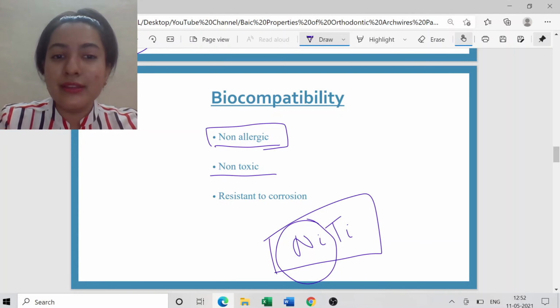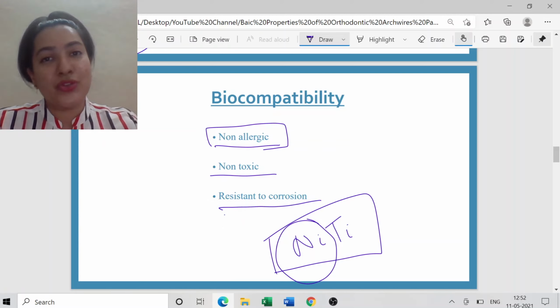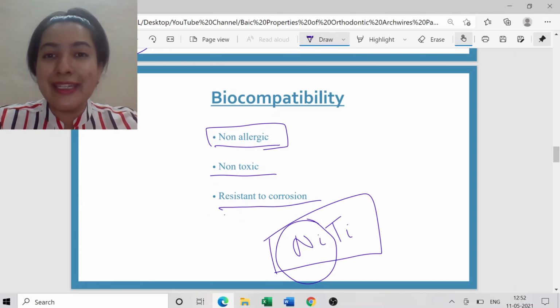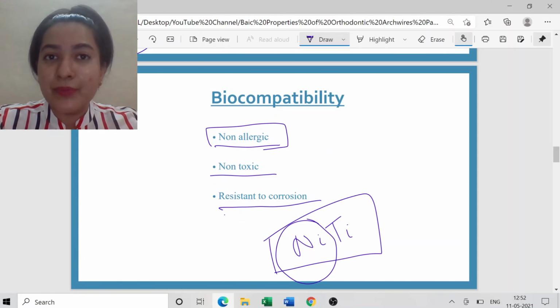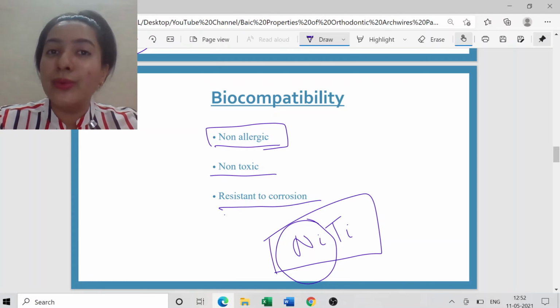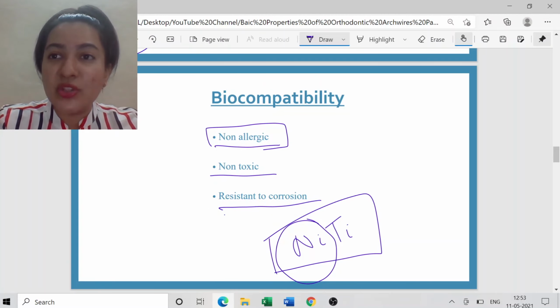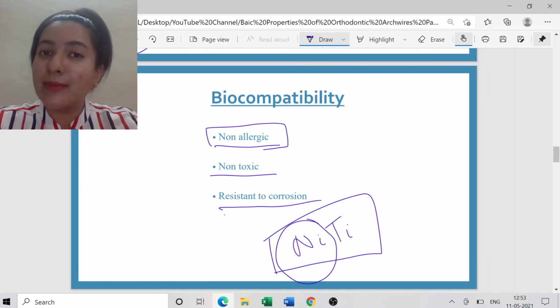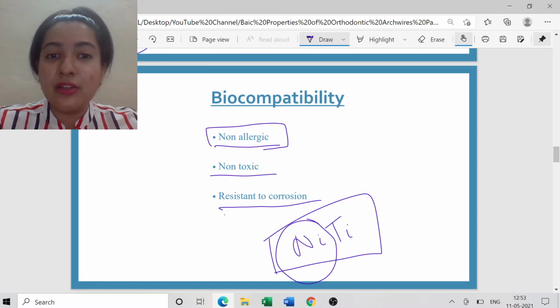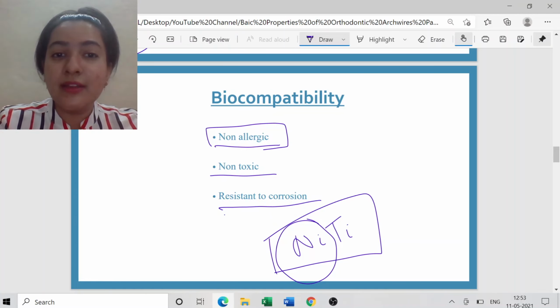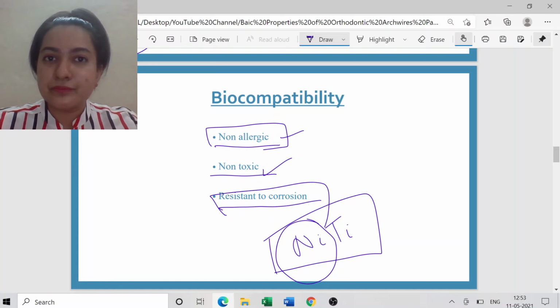Okay, and the third thing is it should be resistant to corrosion. Of course, it is present in the intraoral cavity, where we have salivary fluids also. We have saliva which is acidic in nature. Okay, the pH although is maintained, but it becomes acidic. So we cannot take the risk of the material being allergic, toxic, or not resistant to corrosion.